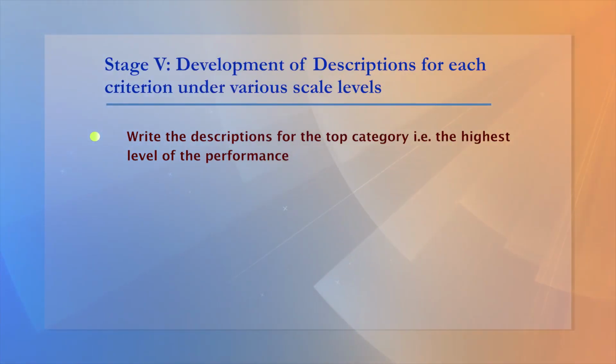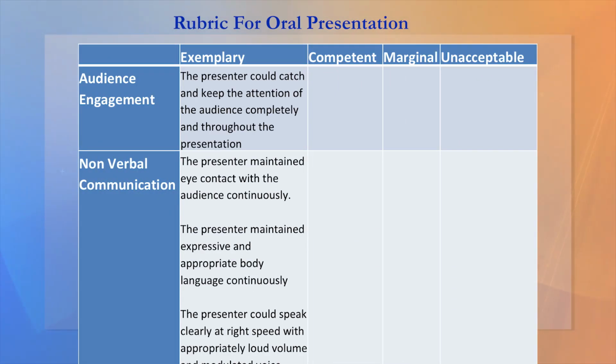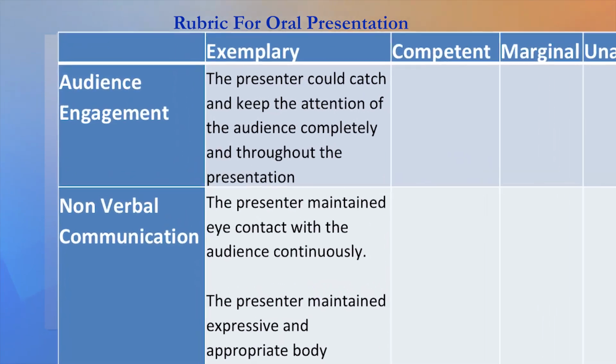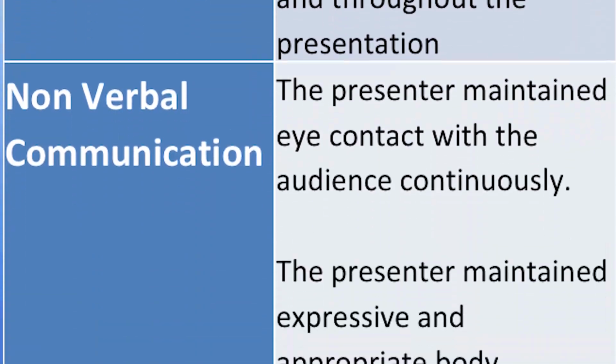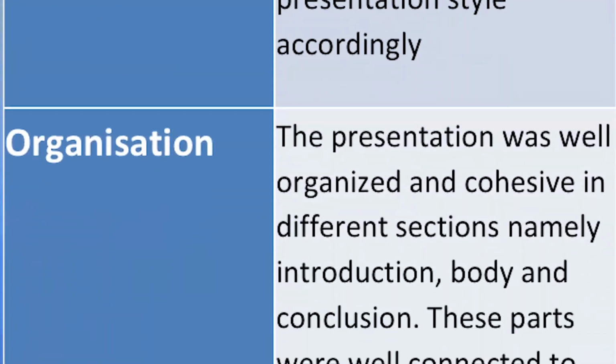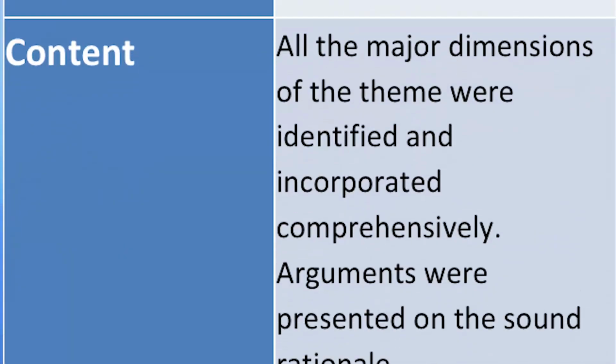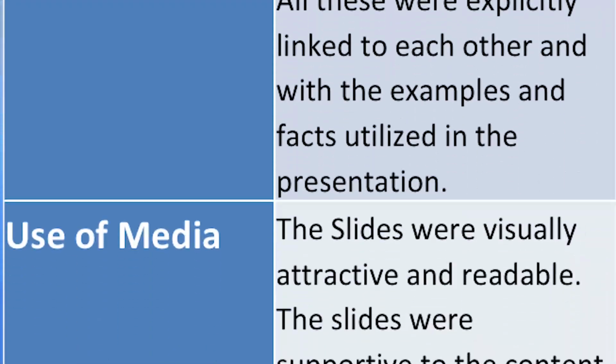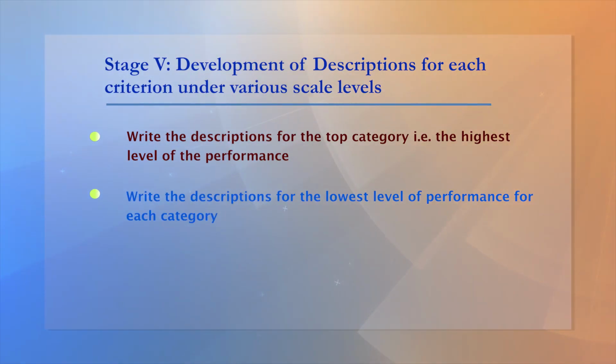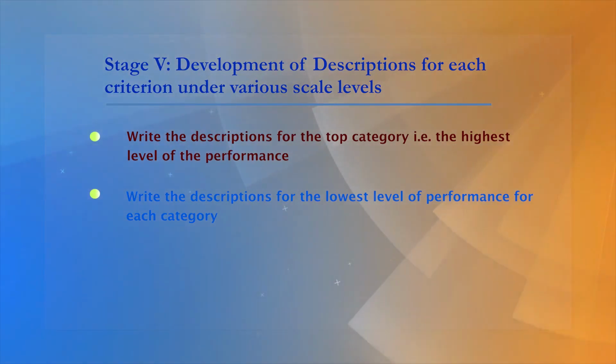Here we can begin with the top category, that is the highest level of performances, which we have already created and grouped under each criterion or dimension. In our case, the highest scale level is exemplary, and we have already written these descriptions for each criterion, which now will be placed in the respective boxes in the grid. In the next step, we can write the descriptions for the lowest level of performance for each category.